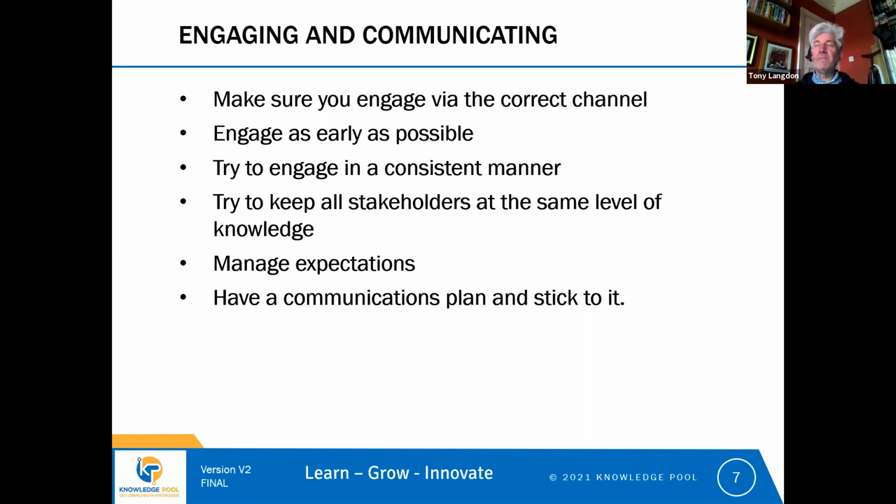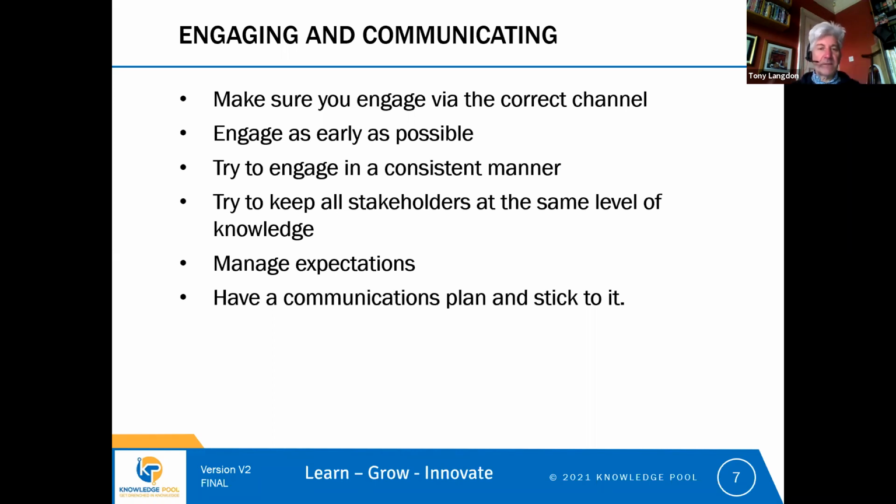And the best way to meet that expectation is to have a communications plan. A communications plan is basically a small plan that is part of the project plan, but it's particularly focused on planning what communications are going to go out from the project, what messages are going to go out and when, and how a message is going to be released.